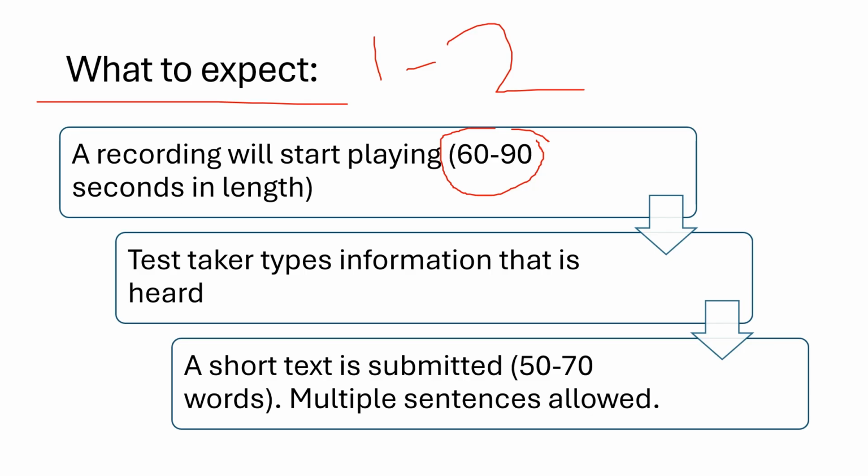Next, you will submit a short text of up to 70 words as an answer, as a summary of what you've heard. You are allowed multiple sentences, and this is important because all your friends that have been giving you templates have been giving you multiple complex sentences, and that is just not on. You need grammatically correct sentences, and that's the most important part. Let's move on.